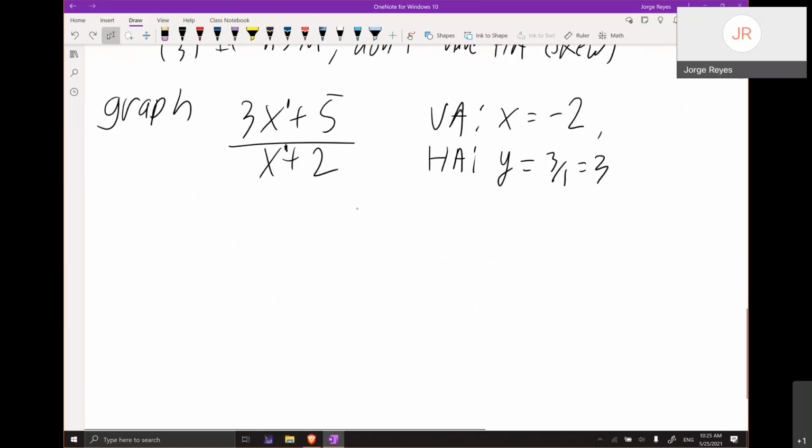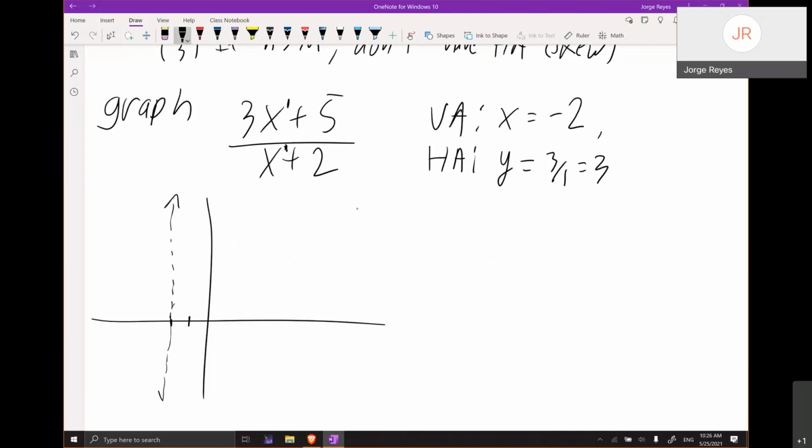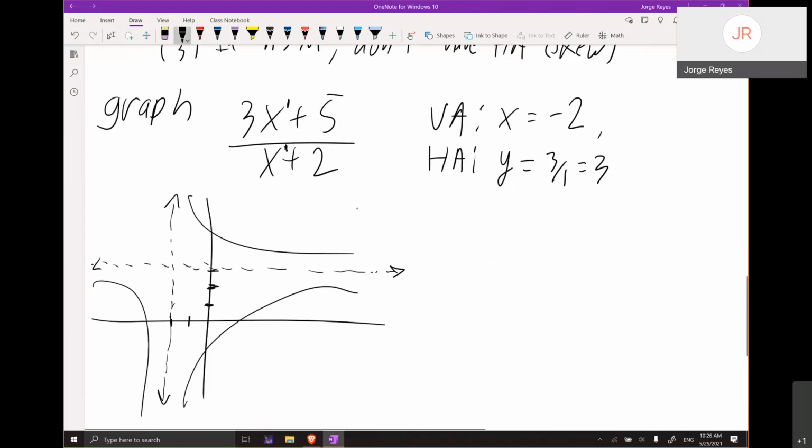Okay, we graph. So here is -2. That's where I'm going to draw the vertical asymptote. The horizontal asymptote is 3, so I have to go up, and it's actually here. Now I have two options. Am I going to be down here or up here?